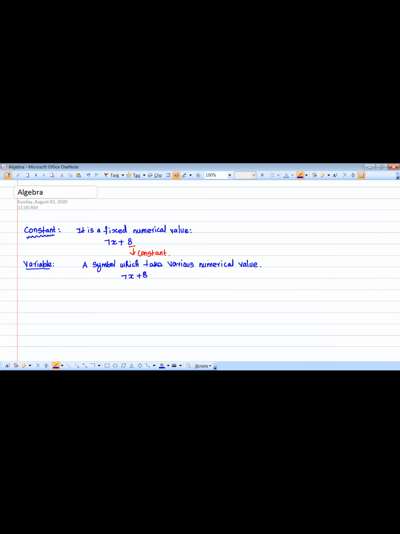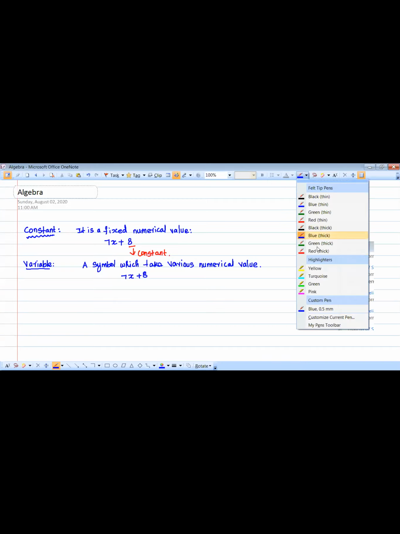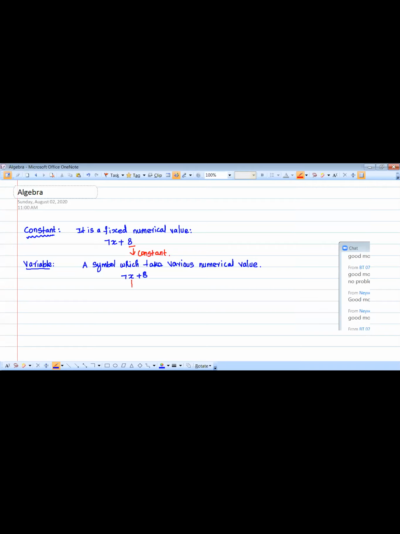7x plus 8. So in this chapter, there is no simple method, sir. Yes, a lot of simple methods are there. I will let you know. Satya Maumita, don't worry.